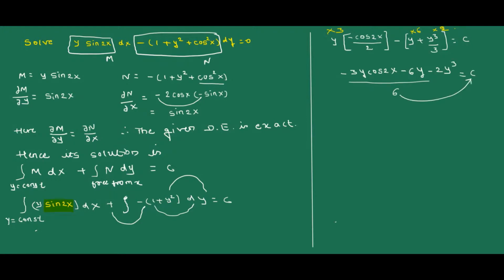Transpose this 6 to the right hand side and multiply with minus sign. So I will write 3y cos 2x plus 6y plus 2y cube is equal to minus 6c. You can multiply both the sides by minus sign, so left hand side becomes plus, right hand side becomes minus. Transpose 6 to the right hand side, and this minus 6c is also constant. You can also write it as C1, which is the required solution.